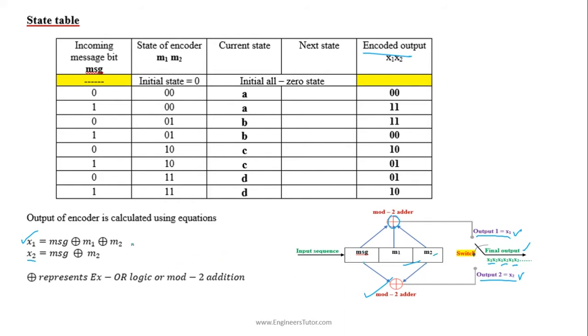From these equations we can find the output of the encoder. MSG plus M1 plus M2: this is MSG and these are M1 M2. 0 plus 0 plus 0 will be 0. And for the second output, MSG plus M2, 0 plus 0 will be 0. So x1 is 0 and x2 is 0.